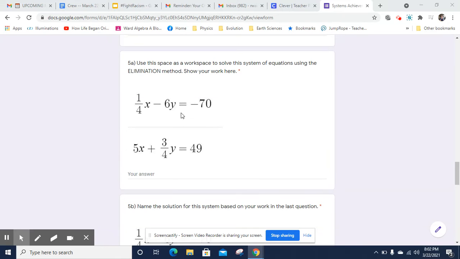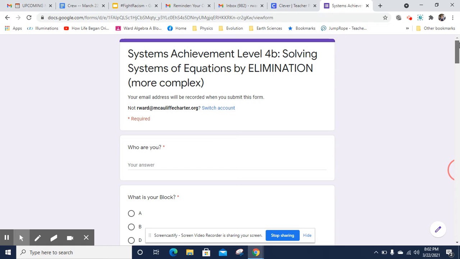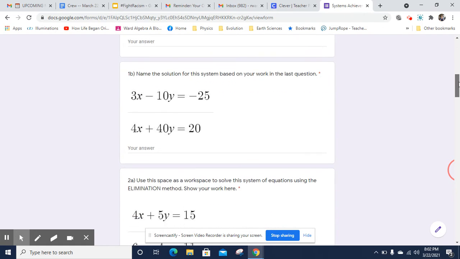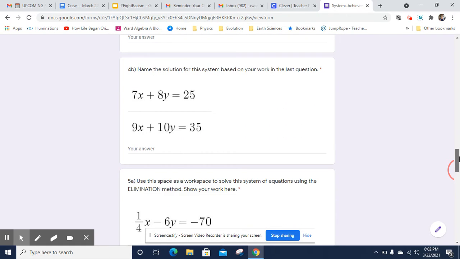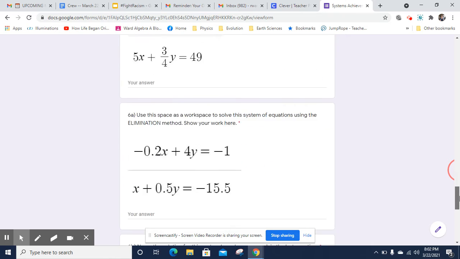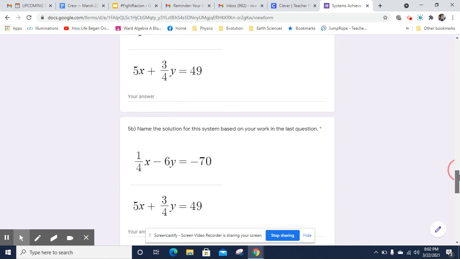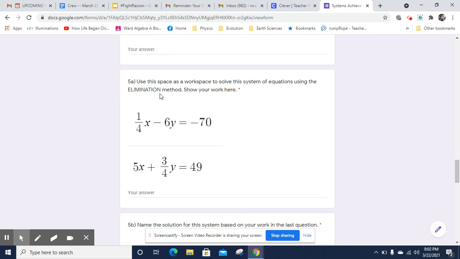Hey, this is Mr. Ward, and I'm going to talk a little bit about systems 4B where the coefficients do not match. I'm going to focus on the fractions and the decimals. Obviously I can't work this out for you, but I can give you a similar type of problem. Let's see what we can do.